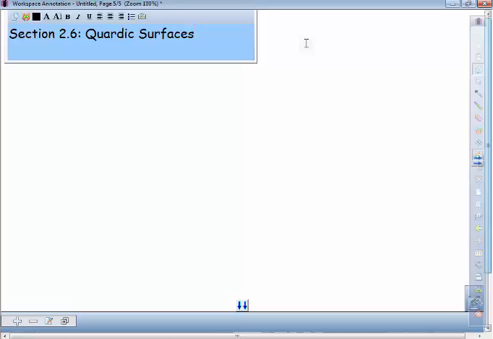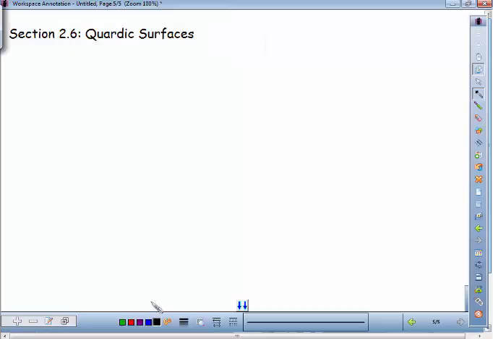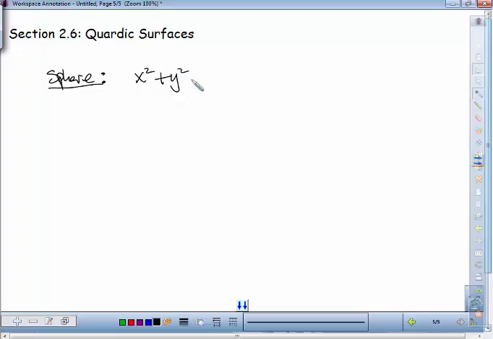And the first really simple example of a quadric surface is your sphere, which we've seen before, right? So if you have a constant r, which will represent your radius, then your sphere equation can look like this.